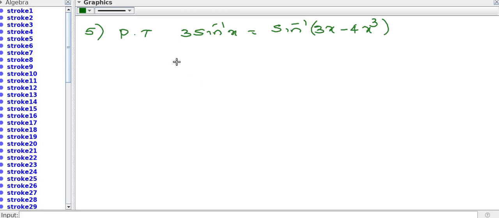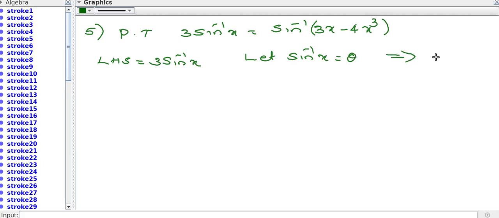When we observe the question, you have some idea in your mind, because it is something related to 3 theta, right? Anyway, the method is the same. Let us take the LHS as 3 sine inverse x. Method is the same, no change at all. And also we can replace sine inverse x by theta, and that implies sine theta is equal to x, right? If we replace sine inverse x by theta, then LHS becomes 3 theta, right? LHS is equal to 3 theta.